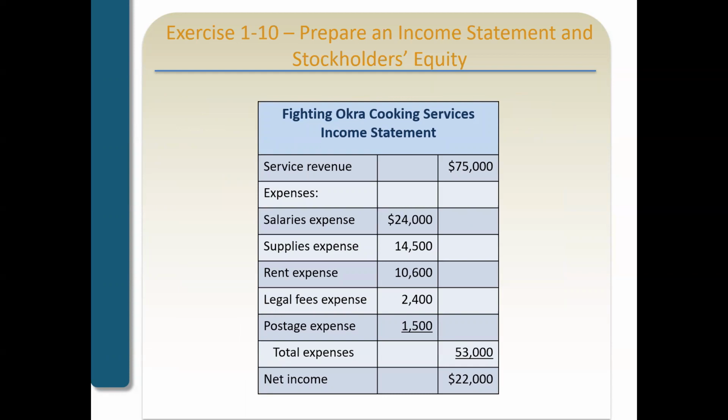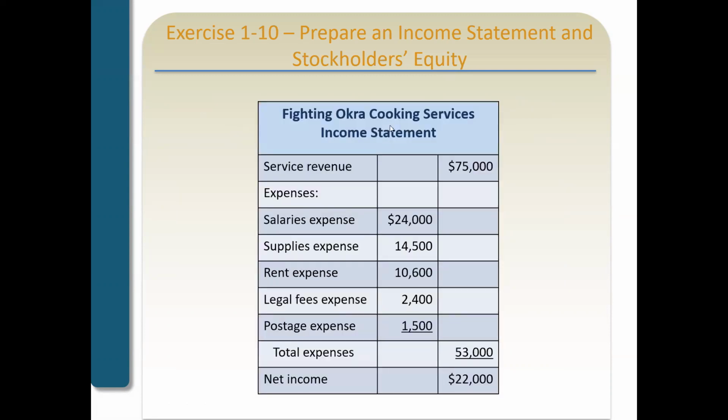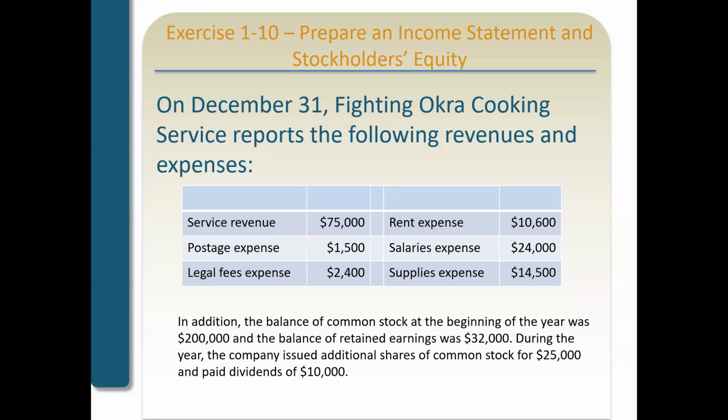First thing to do is prepare an income statement. Now, I'm going to tell you, the income statement includes the category revenues minus expenses. So we need to look at the accounts that have revenues. Right now, I only see one, service revenue. And you see, we have it up here, service revenue, $75,000. Now, the expenses, the category expense has accounts that are expenses. Here we see postage expense, legal fees expense, rent expense, salaries expense, and supplies expense.